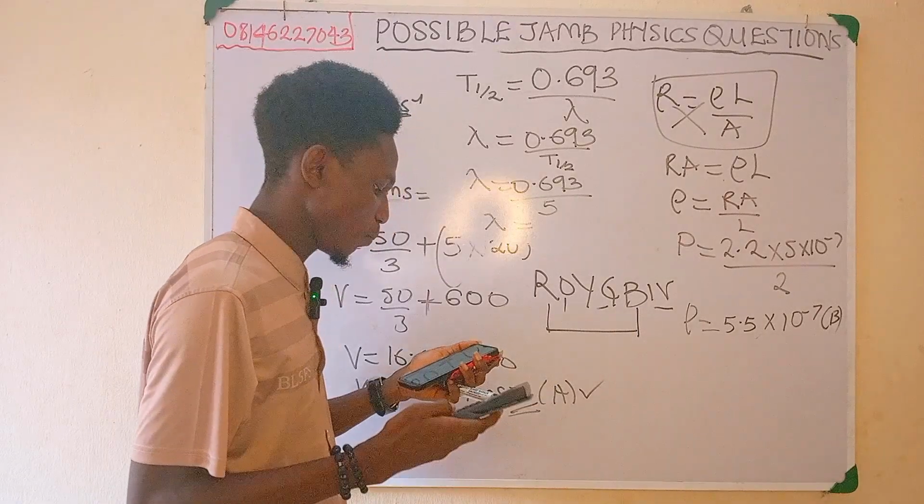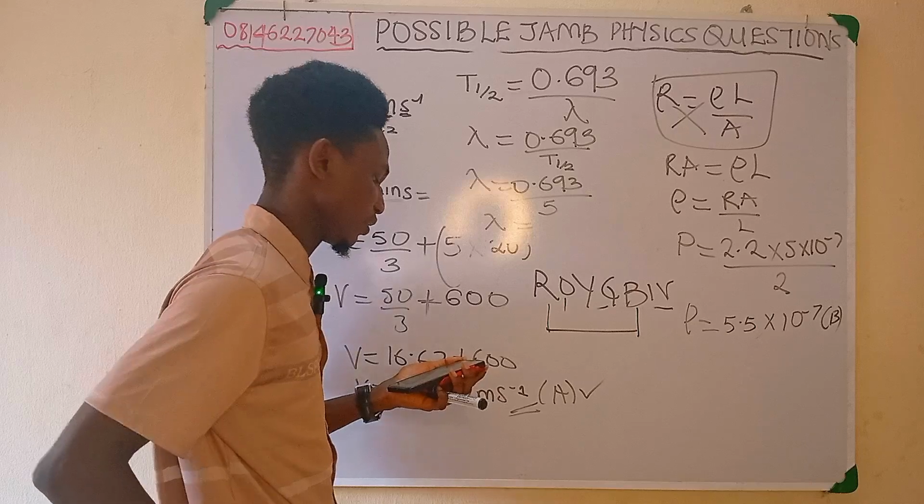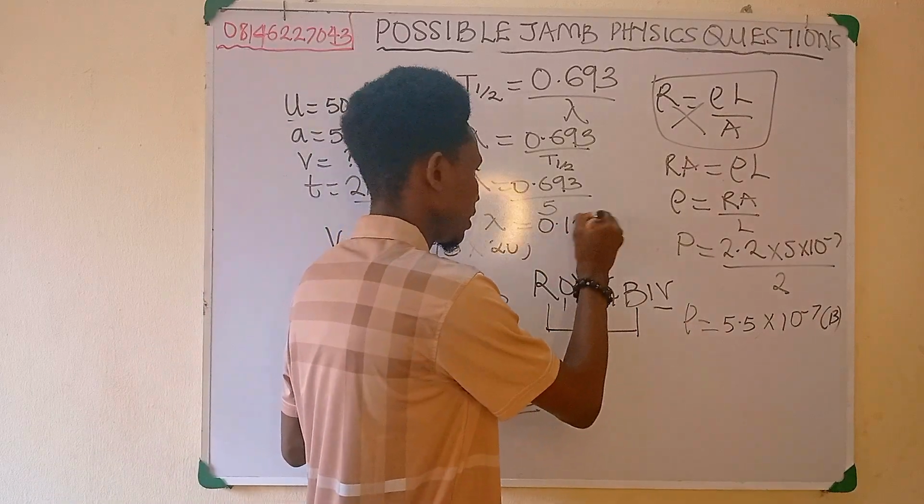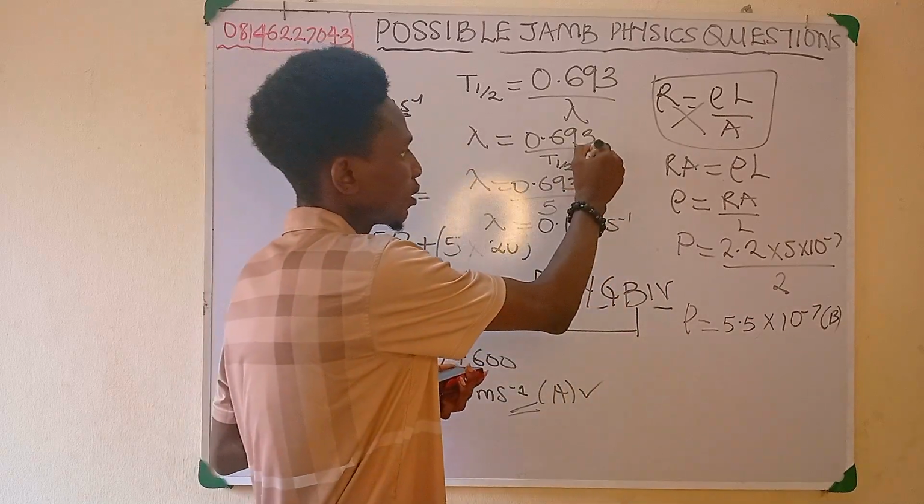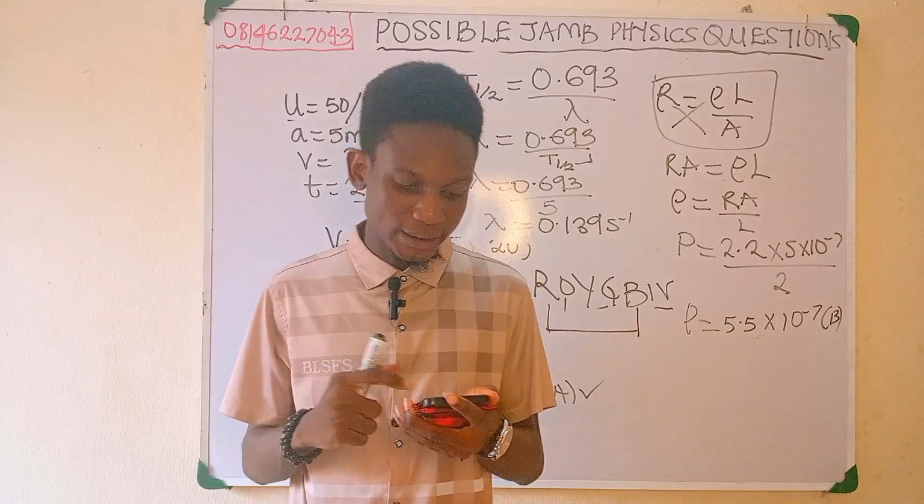That gives 0.1386, so about 0.139 per second. Why is it per second? Because the half-life is in seconds, so the decay constant is per second. So option D is correct.